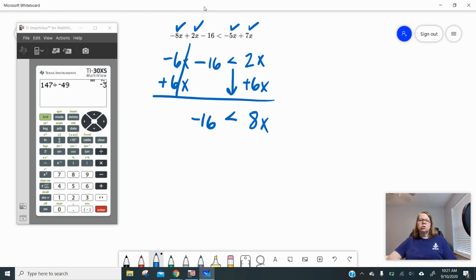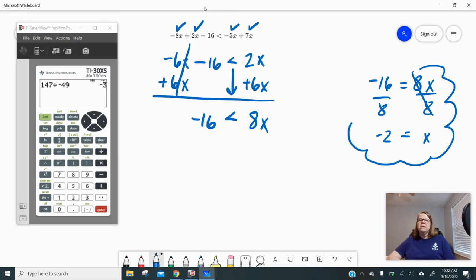And now we're going to just solve like we would if it was -16 equals 8x. We know that we'd divide by 8 on both sides and get x is -2. That's our thinking for what we're doing here. So we're going to do the same thing. Now think about whether the sign changes or not, the inequality. We're only dividing by a positive, so the sign doesn't change. -16 divided by 8 is -2. It looks the same as it did over here, except we have our inequality sign. And now we would be done if it was an equation, but it's not.